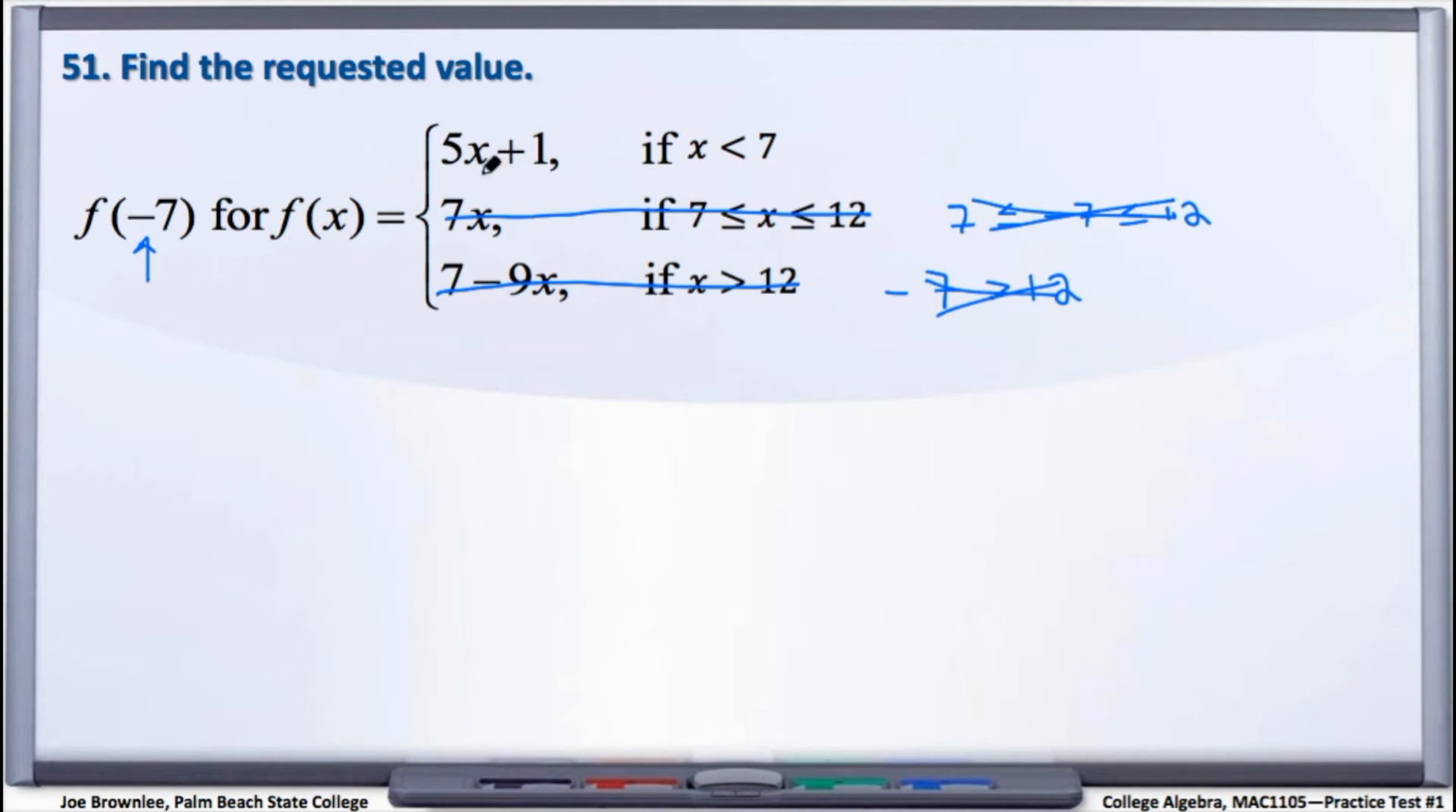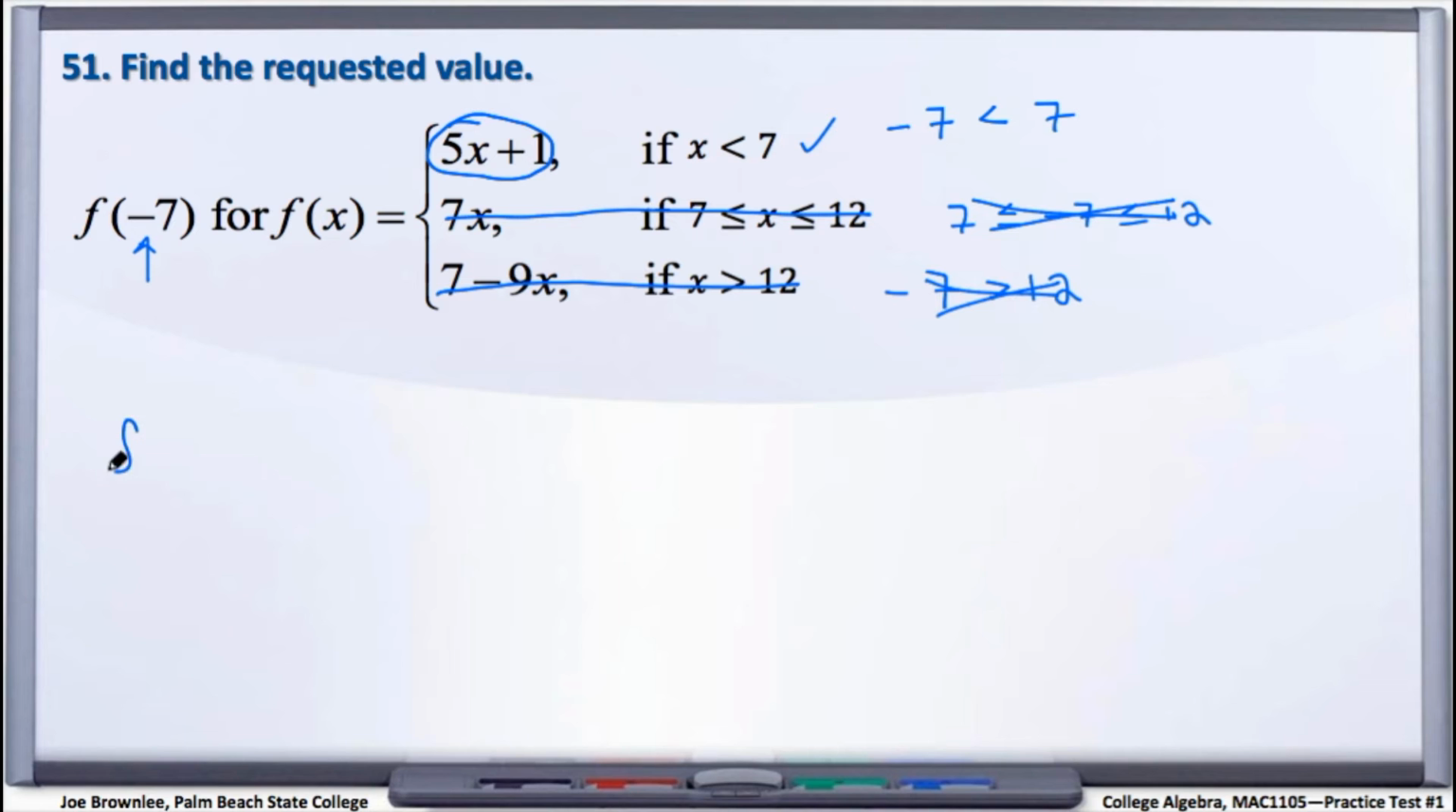Well, that only leaves us one piece left. Hopefully our domain restriction will apply. Let's see. f of x equals 5x plus 1 if x is less than 7. So we have negative 7 is less than positive 7. Is this true? Yep, sure is. So we know then that this will be the piece of the piecewise function that we'll be using to evaluate for f of negative 7.